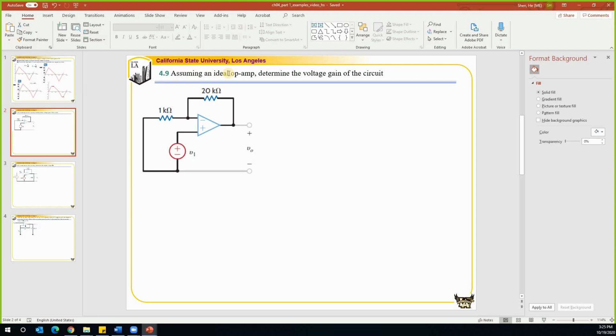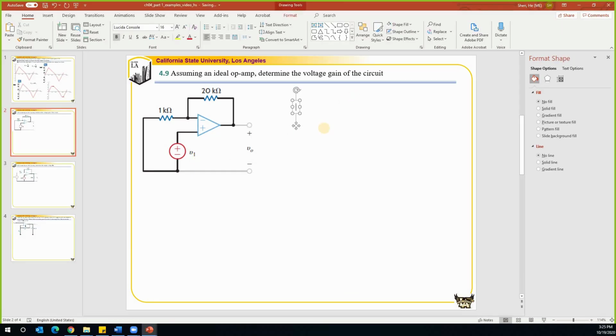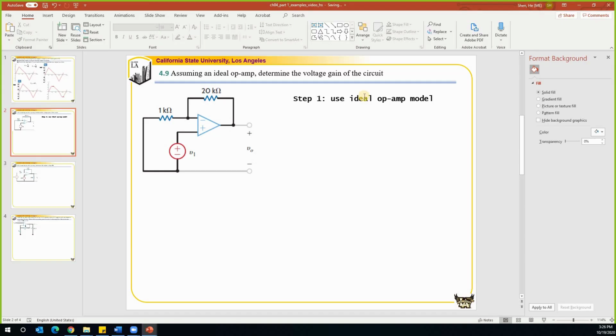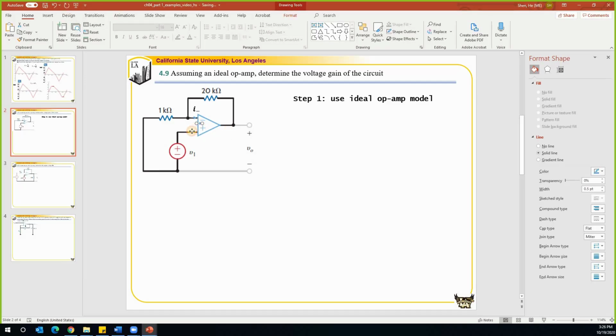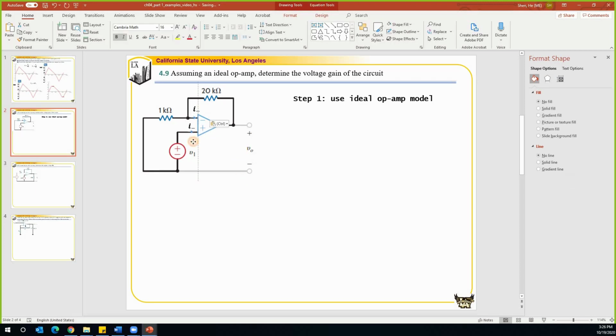For the second question, we're going to use the ideal op-amp model to determine the voltage gain of the circuit. Given this circuit, we want to find the voltage gain, which is defined as the ratio of VO over V1. First step, and this is something I encourage all of you to do, is to say you're going to use the ideal op-amp model for analysis. Then you define your nodal voltages and the currents I plus and I minus. This is our current I minus, and the other one is my current I plus. Both are defined as current going into the op-amp.